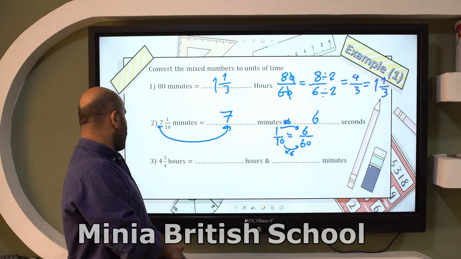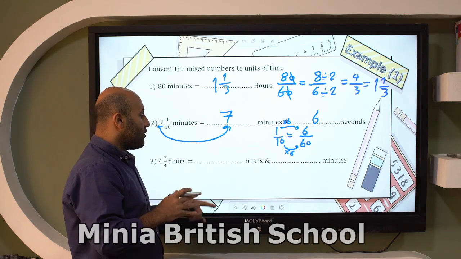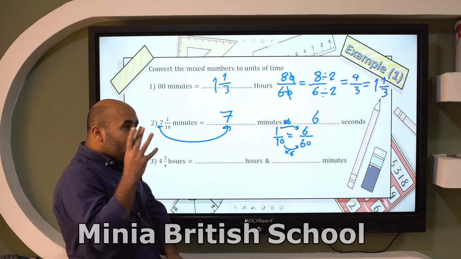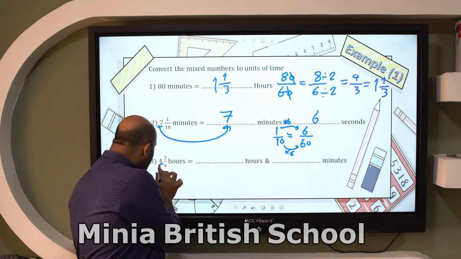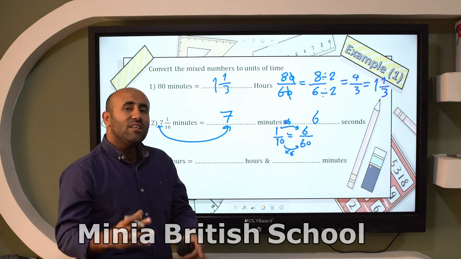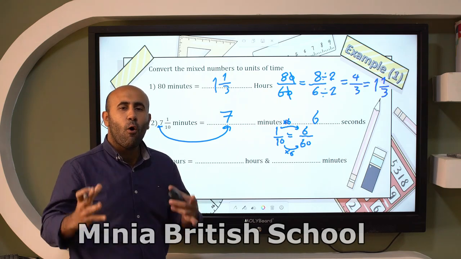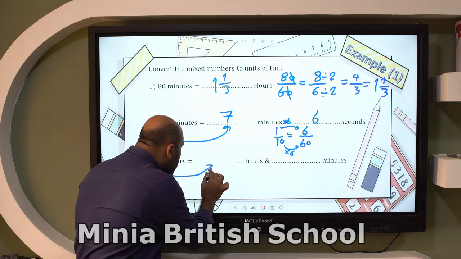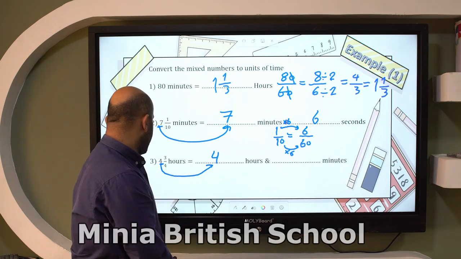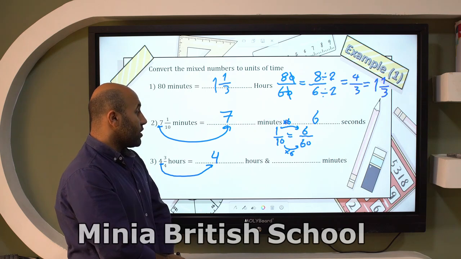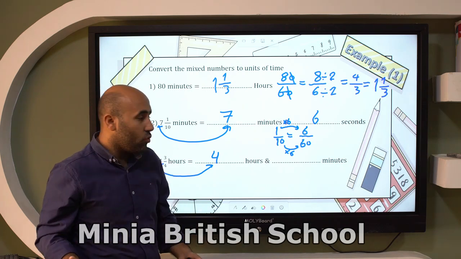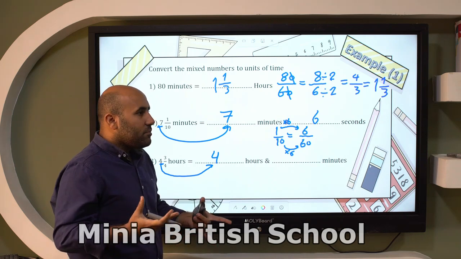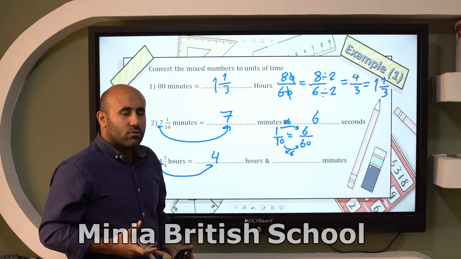I have 4 and 3/4 hours. I want to convert it into hours and minutes. Well, look at the whole number. I have 4 right there. That means I have 4 whole hours. So the 4 will be right there. I will write it here. What about the 3/4? I want to know how many minutes the 3/4 represents.